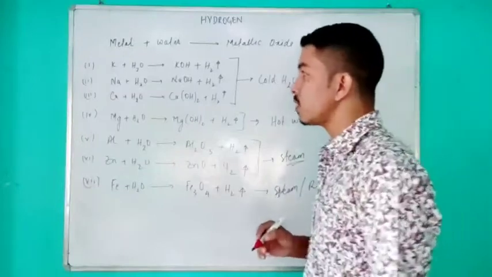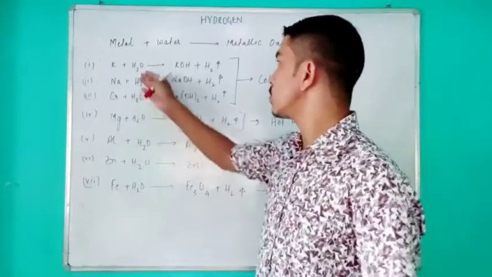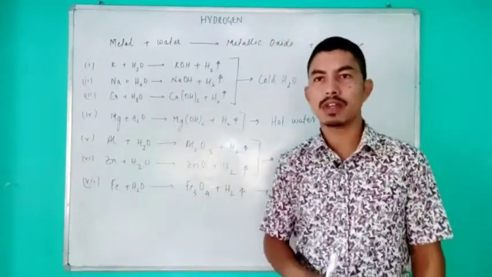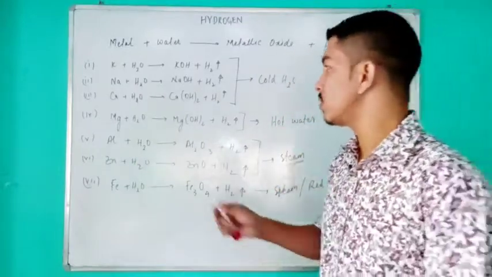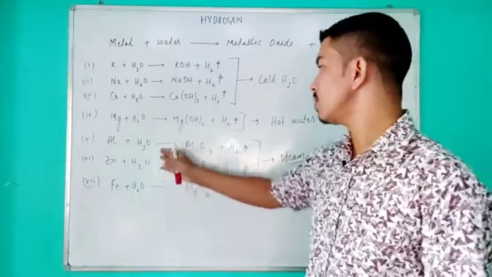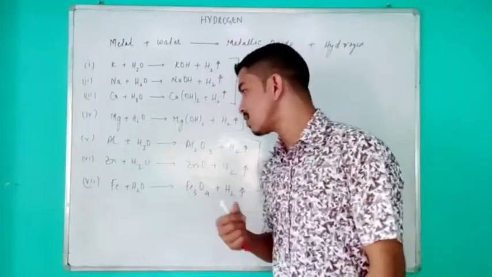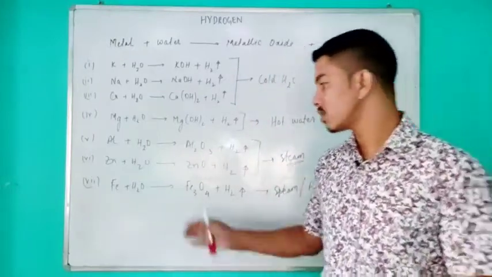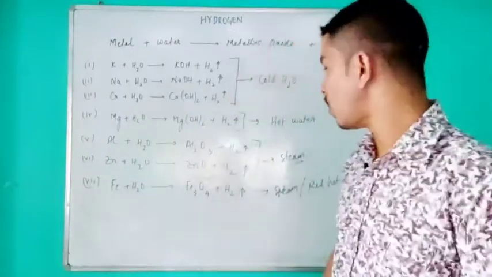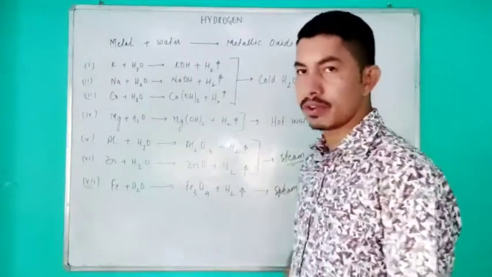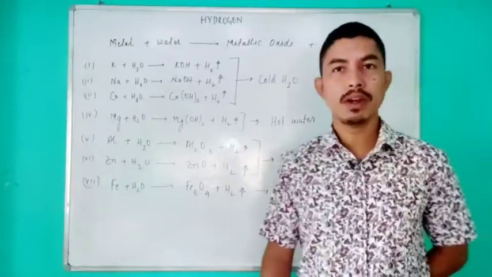Okay, so these 7 equations are very important for you to remember. Potassium, sodium and calcium, when treated with cold water, give the respective hydroxide and hydrogen gas, whereas magnesium reacts only with hot or boiling water to give magnesium hydroxide and hydrogen. Aluminum and zinc react with steam to produce the respective metallic oxide and hydrogen gas, and finally iron reacts with steam, and that too when the iron is red hot, to produce ferric oxide and hydrogen gas. So these are the different methods to produce hydrogen gas from different metals.